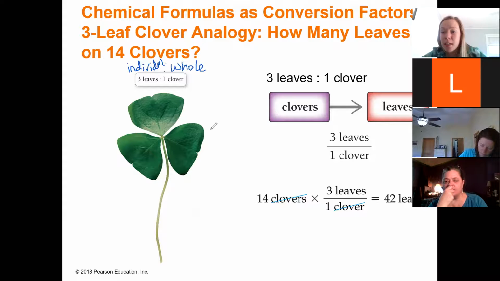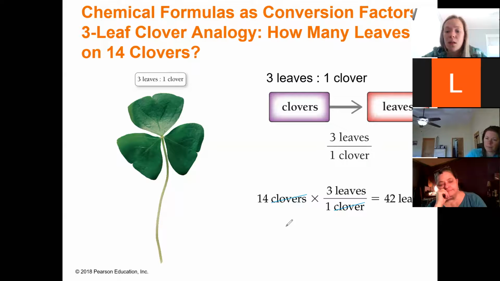This is what's happening when we're trying to go from a compound to an element. Like if I have 15 moles of aluminum oxide and I want to know how many moles of oxygen there are, I can relate them using the formula script.